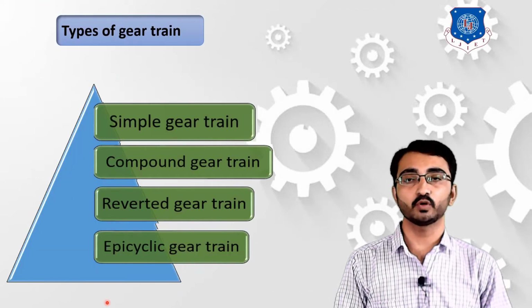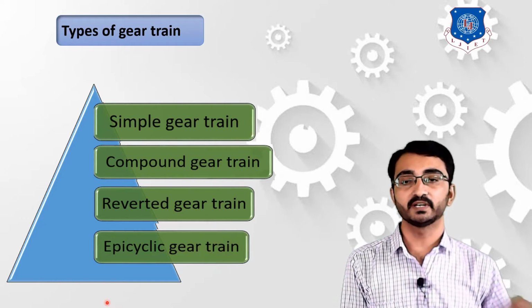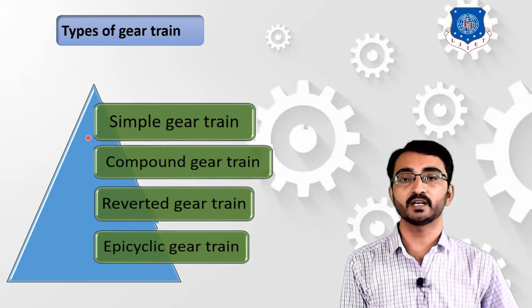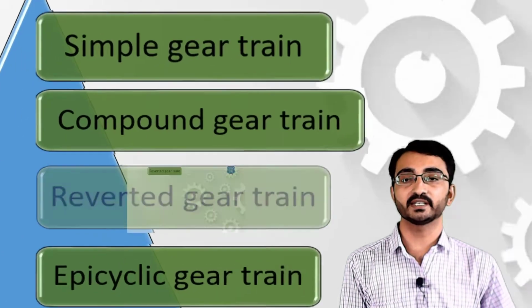There are mainly four types of gear trains: simple gear train, compound gear train, reverted gear train and epicyclic gear train. From these four, we have learned about simple gear train and compound gear train in our previous session. Okay, so let's start with the third type of gear train, that is reverted gear train.